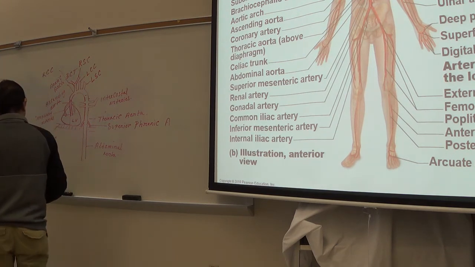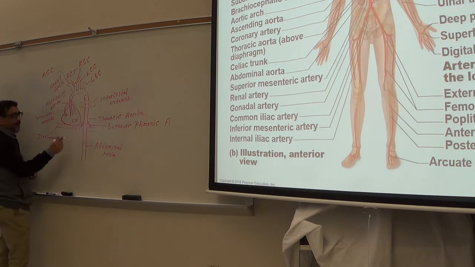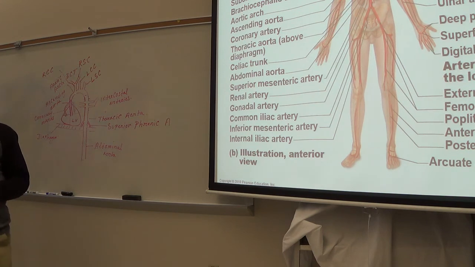Okay. Now, the abdominal aorta gives a number of branches. Some are paired branches, some are single, unpaired. Okay? So from the abdominal aorta, you get paired and unpaired arteries.